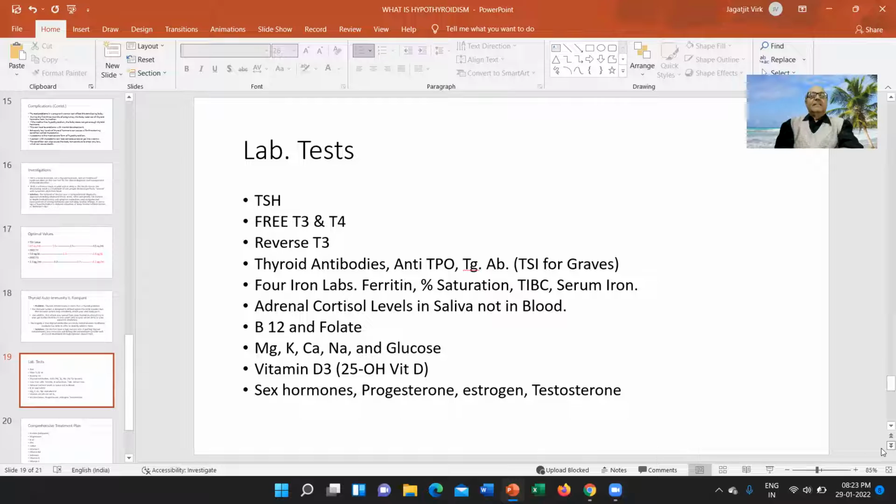Lab tests. All these comprehensive lab tests are done: TSH, free T3 and T4, reverse T3, thyroid antibodies, anti-TPO, TG antibodies, TSI for Graves, iron labs including ferritin, percent saturation, TIBC, serum iron, adrenal cortisol levels in saliva, not in blood, B12 and folate, magnesium, potassium, calcium, sodium and glucose, vitamin D3, sex hormones, progesterone, estrogen and testosterone. All these lab tests give a comprehensive view of your thyroid gland.